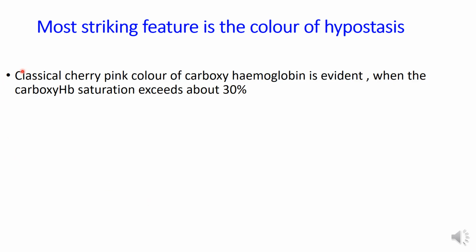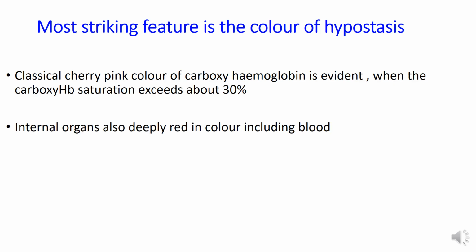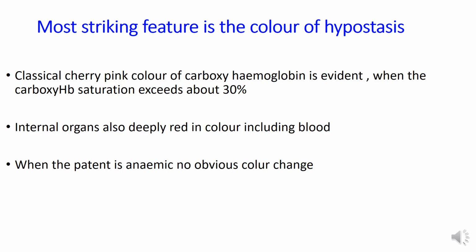So now it is described as a classical cherry pink color due to the effects of carboxyhemoglobin. And also it is mentioned that only when the carboxyhemoglobin concentration is 30% or more can we get this cherry pink color change. Right, so you can see very obvious red color internal organs. However, you have to remember that when a patient is anemic, we can't see this obvious feature, but the person still can die of carbon monoxide poisoning.